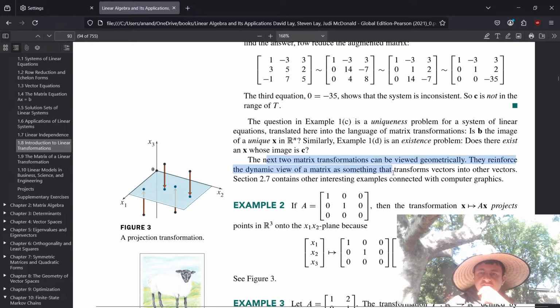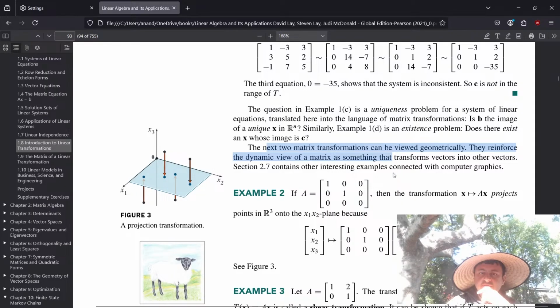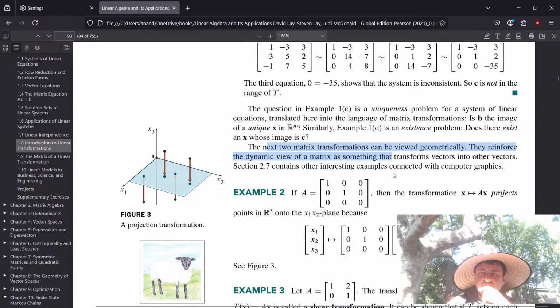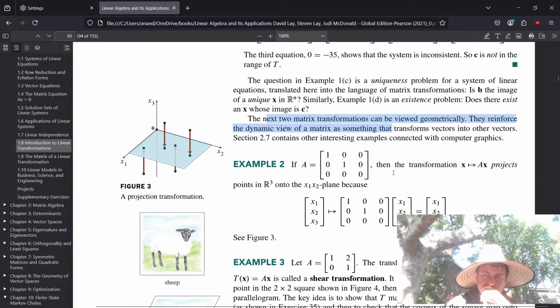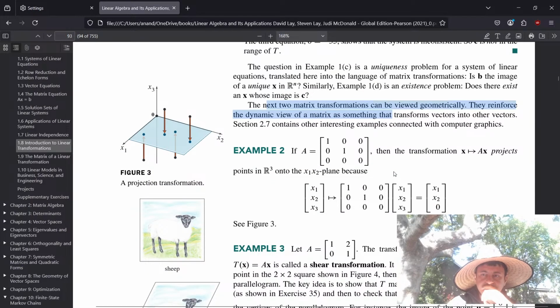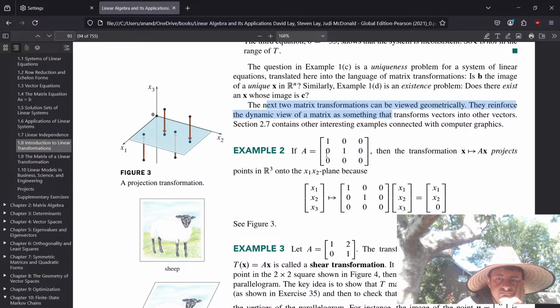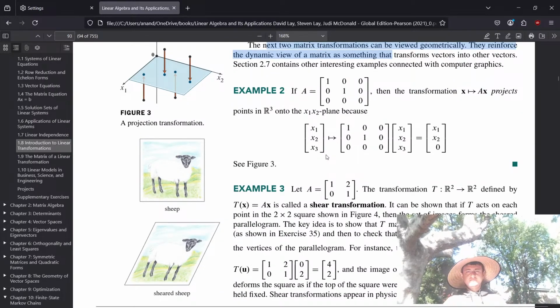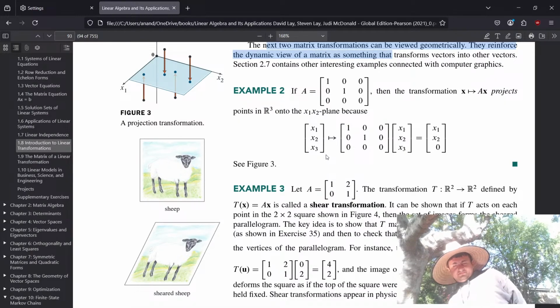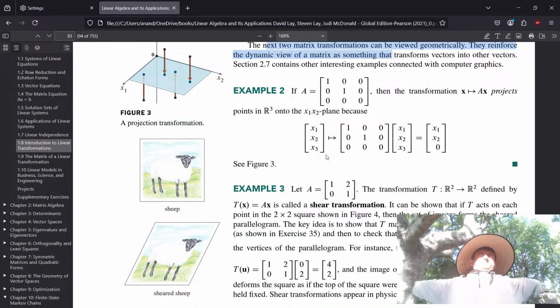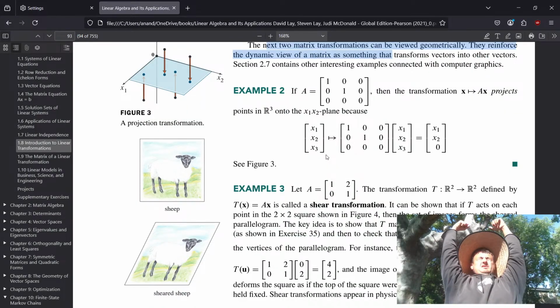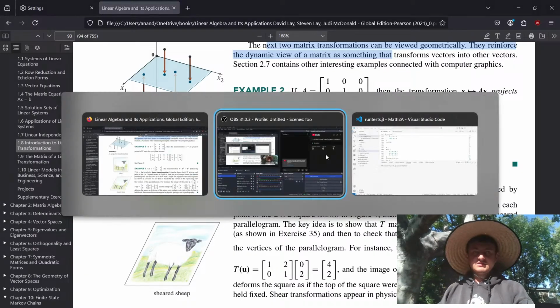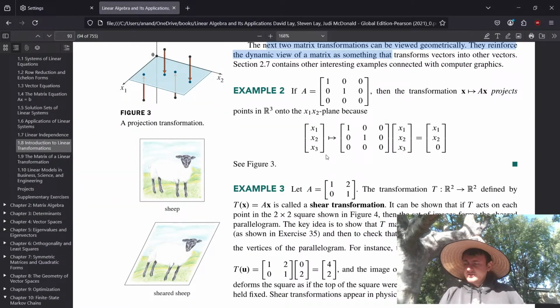The next two matrix transformations can be viewed geometrically. They reinforce the dynamic view of a matrix as something that transforms vectors into other vectors. Okay, so that's a projection. Okay.